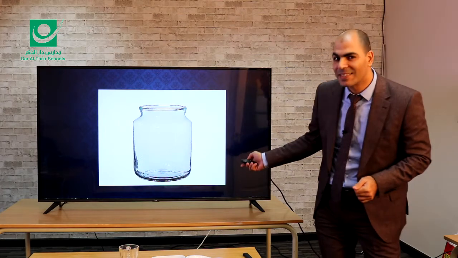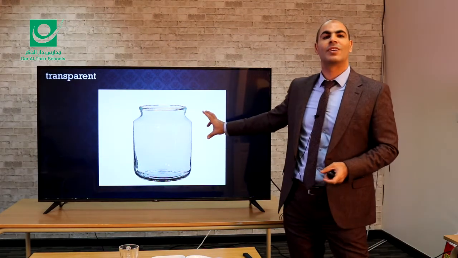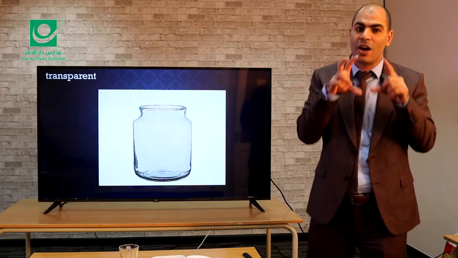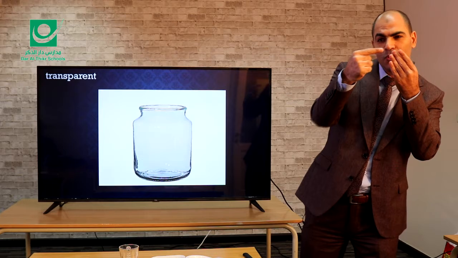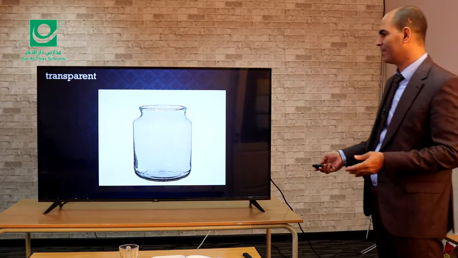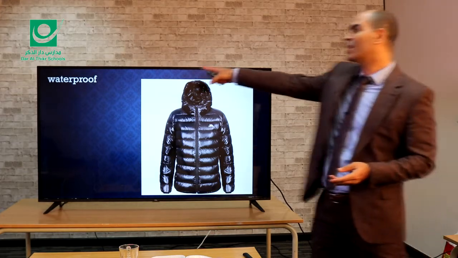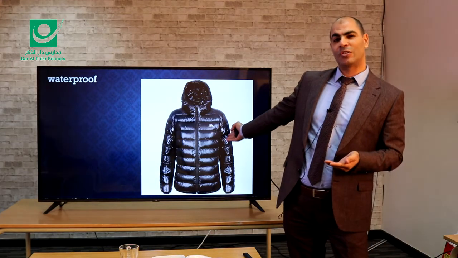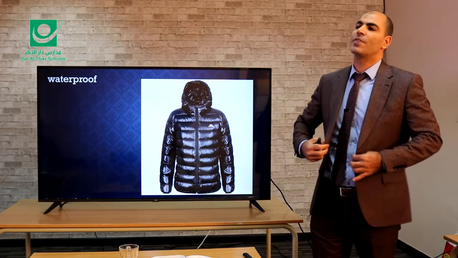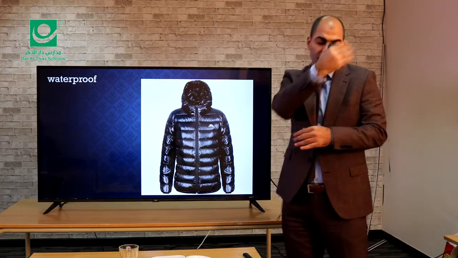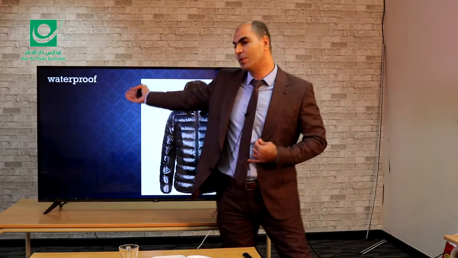Now look at this. Yeah, this is a jar or a glass jar. A jar made of glass. It is transparent. You can see through it. Okay, waterproof. Do you think this jacket is waterproof? Yeah, I think so, because if you wear it in the rain, it will stop water from getting in your body. So, this jacket is waterproof.